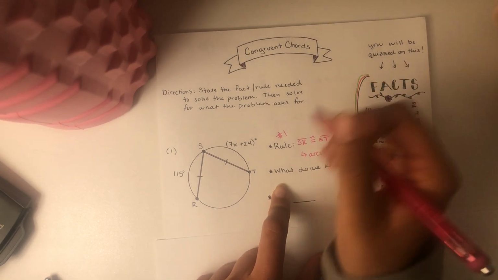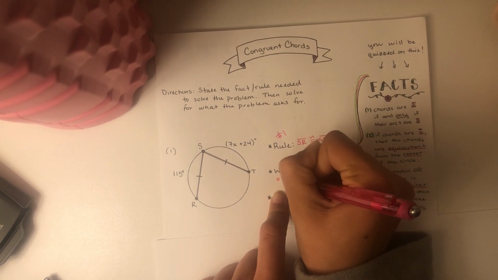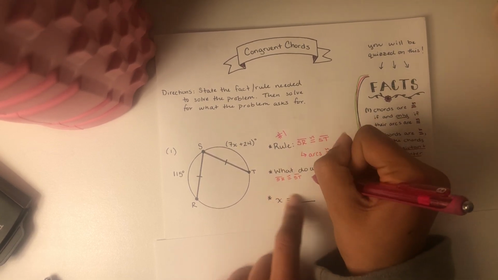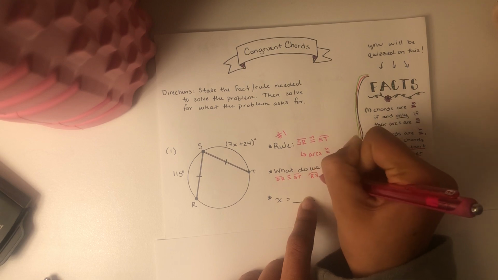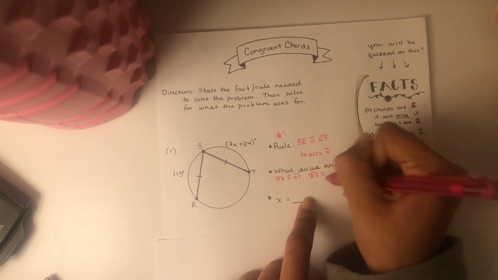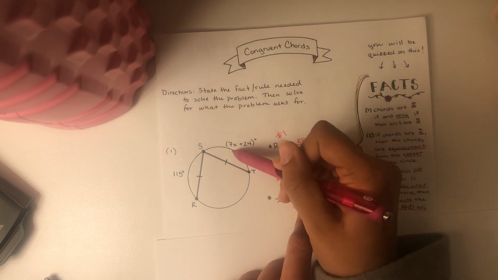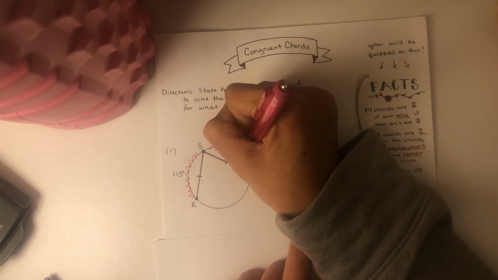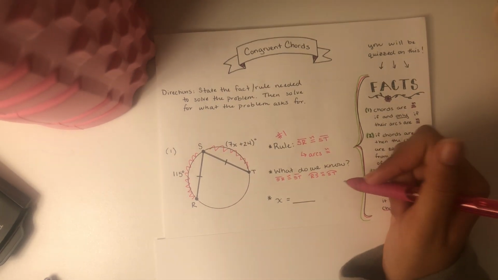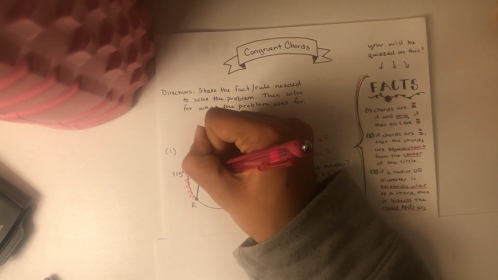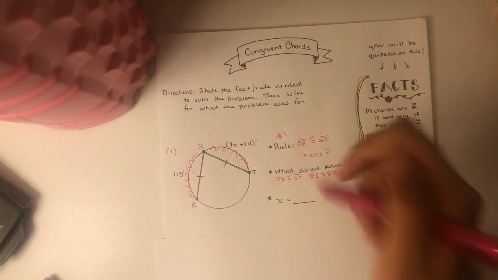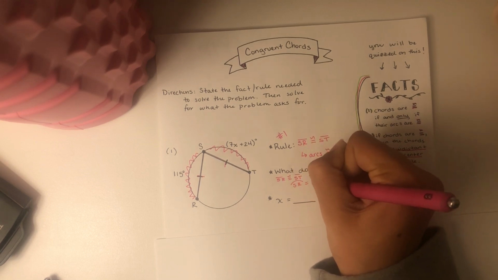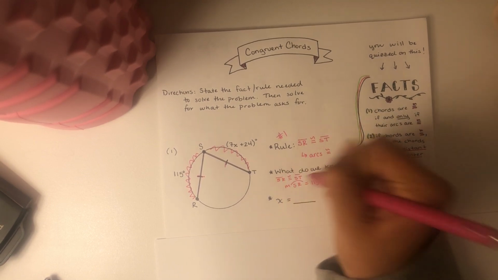So let's list out all the things we know. These two segments were congruent, which are our arcs. That also means RS is congruent to ST, right? These two arcs here are congruent, right? Since these two chords were. And we also know that SR is equal to 115 degrees, and that's talking about the measure.